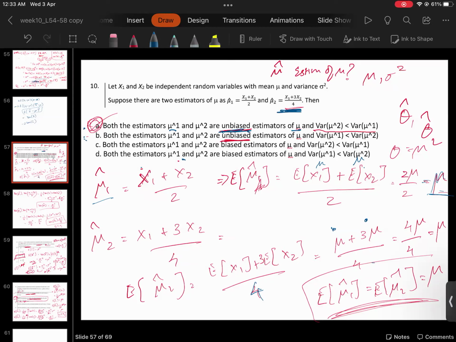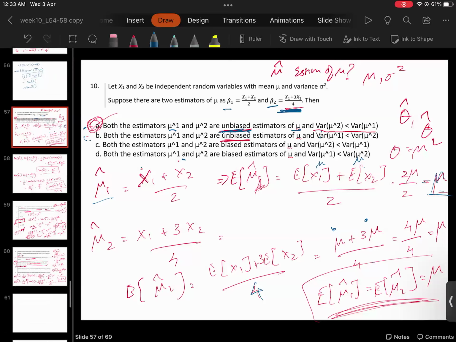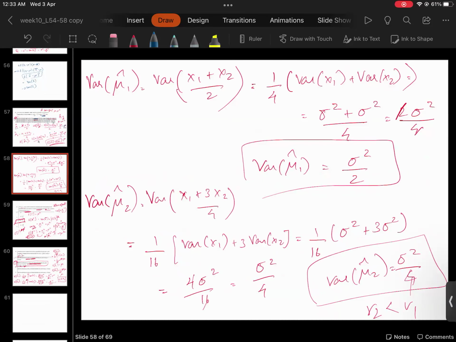So the second step, you need to calculate variance of mu1 and variance of mu2, and you need to see which one is lower, and answer accordingly. If variance of mu2 is lower, option A is correct. If variance of mu1 is lower, option B is correct. So in this question, we see how we solve it.